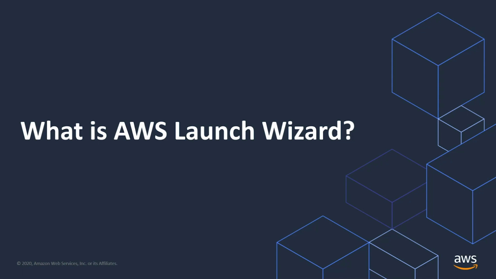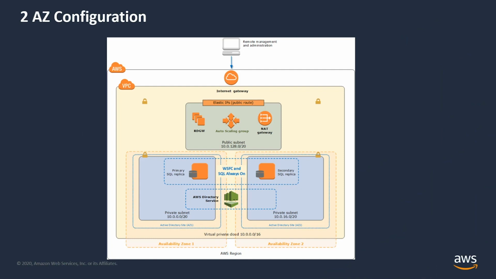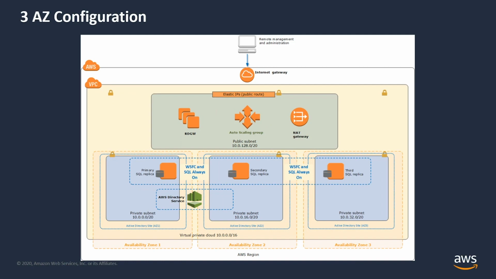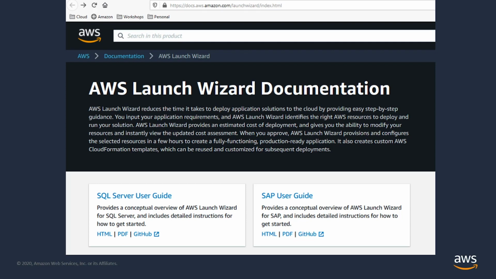Let's take a look at the options for deploying SQL Server. As you can see here, Launch Wizard can deploy Microsoft SQL Server in a two availability zone configuration. This will include a remote desktop gateway, primary and secondary SQL servers configured with SQL Server Always On, and Amazon's managed Microsoft Active Directory service to help with authentication. The SQL Server instances are automatically deployed into two different subnets using two different availability zones for fault tolerance. You also have the option of deploying SQL Server Always On in a three-server configuration using a third availability zone for even greater fault tolerance. Our website has a user guide for the AWS Launch Wizard and the products that you can deploy.